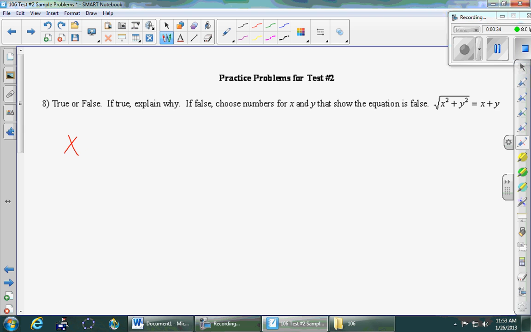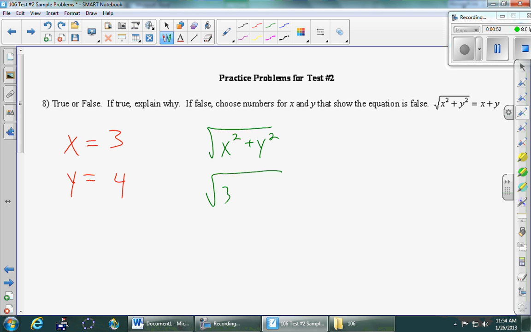Well, you pick your two favorite numbers for x and y. For example, x can be 3 and y can be 4. And so if we pick x is 3 and y is 4, we'll plug in to the square root of x squared plus y squared. So the square root of 3 squared plus 4 squared. That's really the square root of 9 plus 16, which is the square root of 25, which is 5. So the left-hand side is definitely 5.